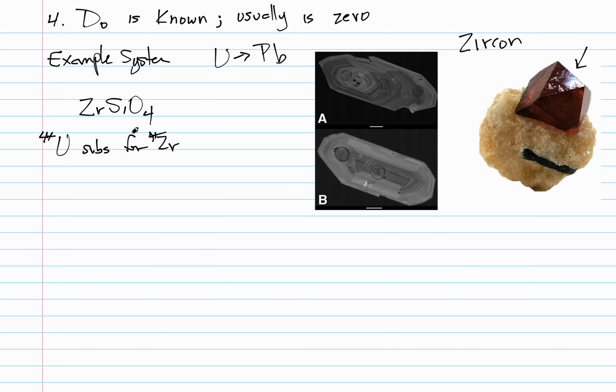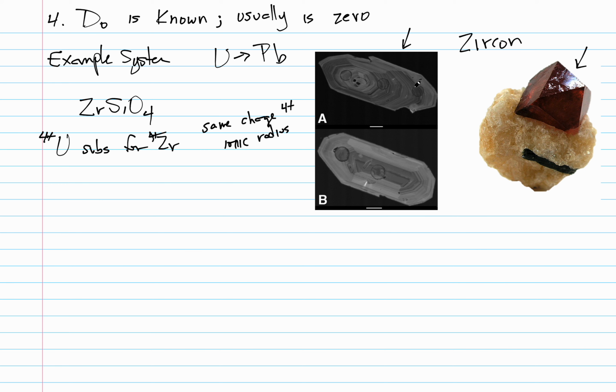The reason why uranium can substitute for zirconium is it has the same charge at 4+, and then it also has the same or very similar ionic radius. So you can imagine at the lattice level, the ball and stick model, you can have some uranium for that zirconium. Now these two pictures over here are microscope images of zircons, very tiny, like 100 microns across.